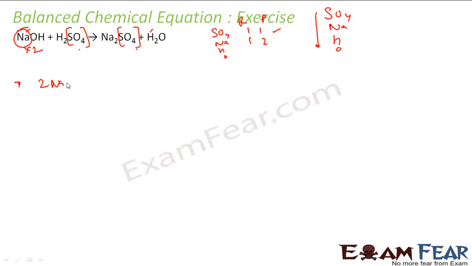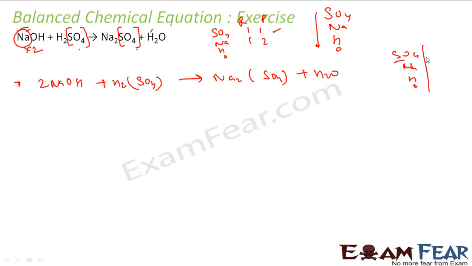So the new equation we get is 2NaOH plus H2SO4 is equal to Na2SO4 plus H2. Let's again compare the values SO4, Na, H and O. We have reactant and product. So sulfate we have 1 here, 1 each. Sodium we have 2 here, 2 here, 2 each.